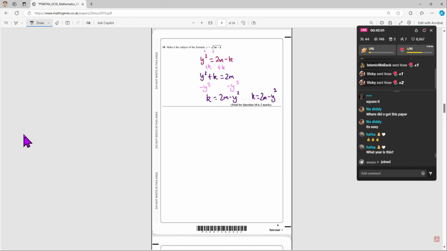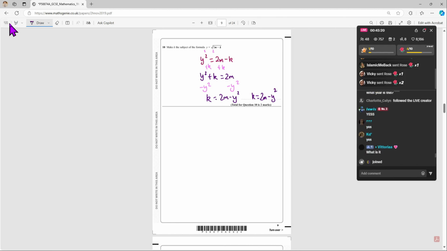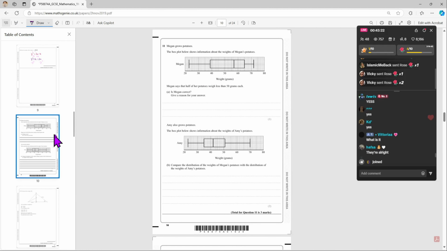So in the chat, tell me, do you guys like box plots? Do you know what box plots are? You probably have guessed it because I do this every single time. So we know that our next question is going to be about box plots.